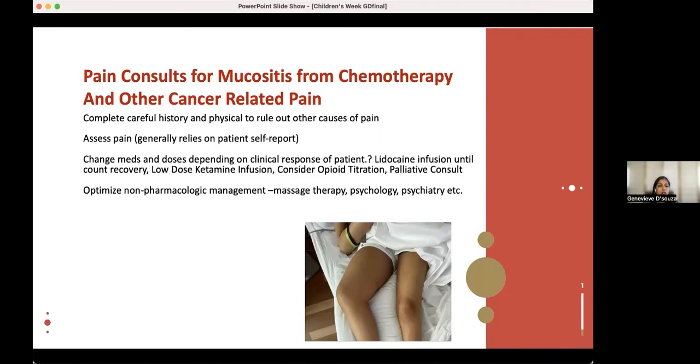So you want to complete a careful history and physical to rule out other causes of pain. You assess the pain and change meds and doses depending on clinical response. You can try lidocaine infusion in case it's a mucositis-related pain. The pain lasts until there's count recovery. So you have to taper out either with lidocaine infusions, low-dose ketamine, you add gabapentin or similar medications till you get cell count recovery. You consider opioid titration, and you may add a palliative consult. So you can add significant doses of opioids, and optimize non-pharmacologic management, massage therapy if available, psychology, psychiatry, etc.